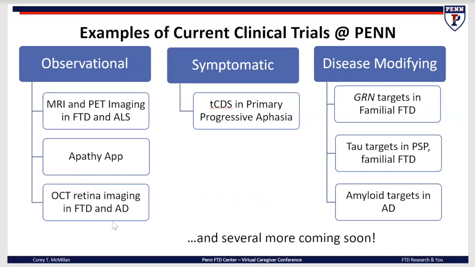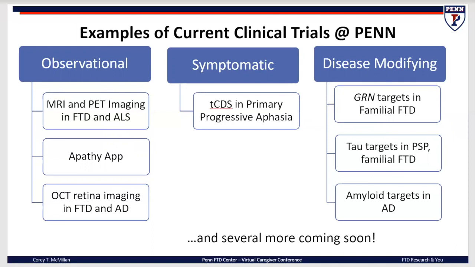We also collaborate with Dr. Ben Kim in the ophthalmology department, looking at the back of the eye with a non-invasive scanning technique called OCT. This involves a visit similar to going to the eye doctor, where there's a dilated eye exam, and this non-invasive way of scanning the retina is a direct connection to the brain. We think that there are differences that we may be able to measure in a non-invasive way that could tell us about the biology of FTD and Alzheimer's disease, and potentially tell us about diagnosis and prognosis.